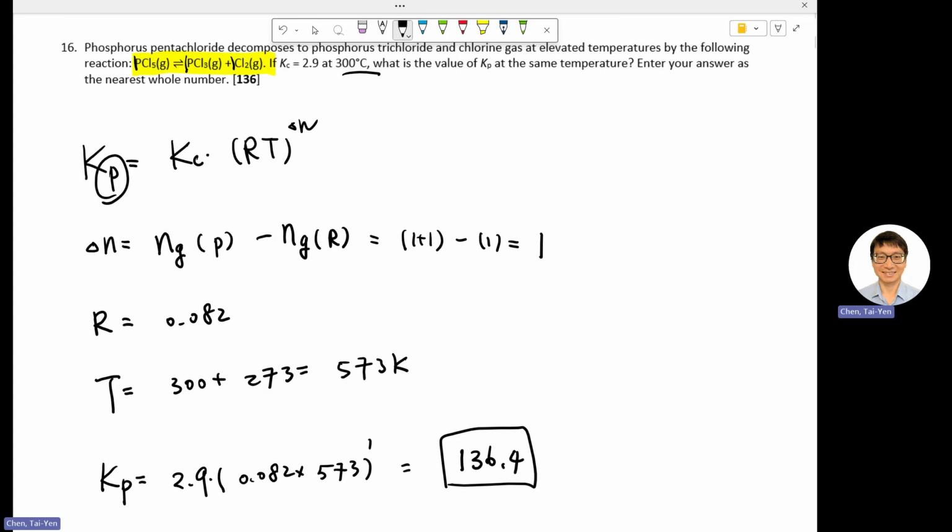So that's how you do this Kp, Kc conversion. This is the first example I show you where the Kp and Kc are different, because in the old examples we gave in the past, the delta n is always equal to 0. Therefore, your Kp is always the same as your Kc. But this one is where Kp and Kc are not the same. You need to know how to do the conversion properly.